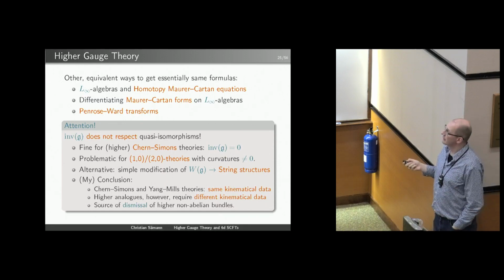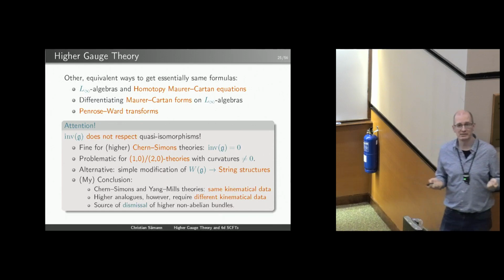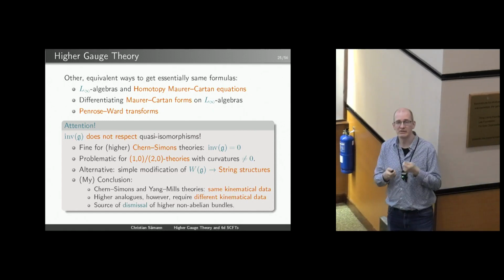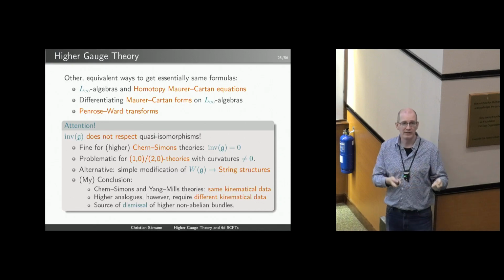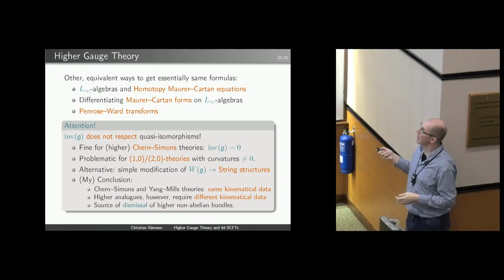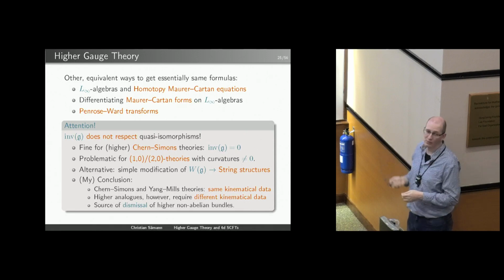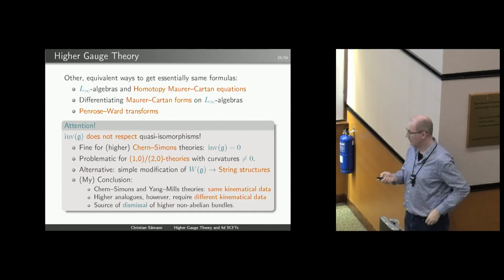And I think that's a lot of the source of dismissal of higher non-abelian bundles, because if you start playing with these non-abelian bundles, it's very hard to get non-trivial examples. And a lot of people, physicists, tried that and played with that, and they concluded there's only abelian stuff behind that. And I think this is precisely the point. You have to do this modification. Otherwise, you'll end up with abelian stuff very, very quickly.